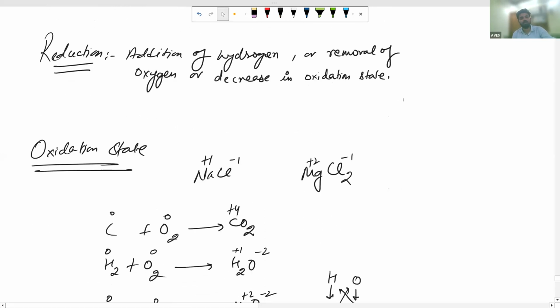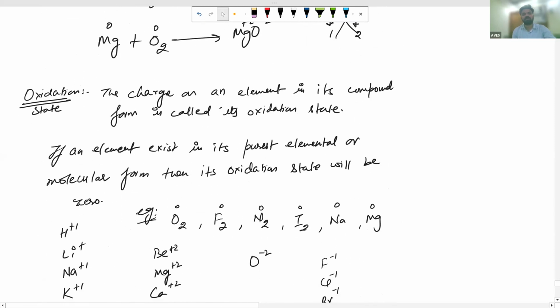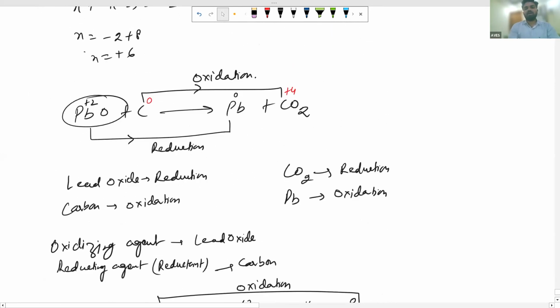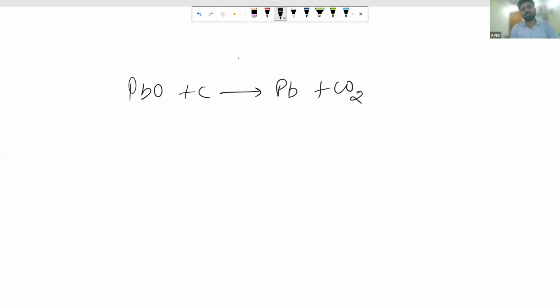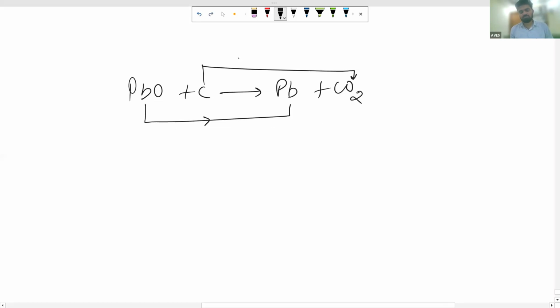So if we take the example of PbO, when you add carbon to it, it will give you Pb plus CO2. You check here, this one is the process through which Pb is going, and this one is the process through which carbon is going. Are you getting my point?